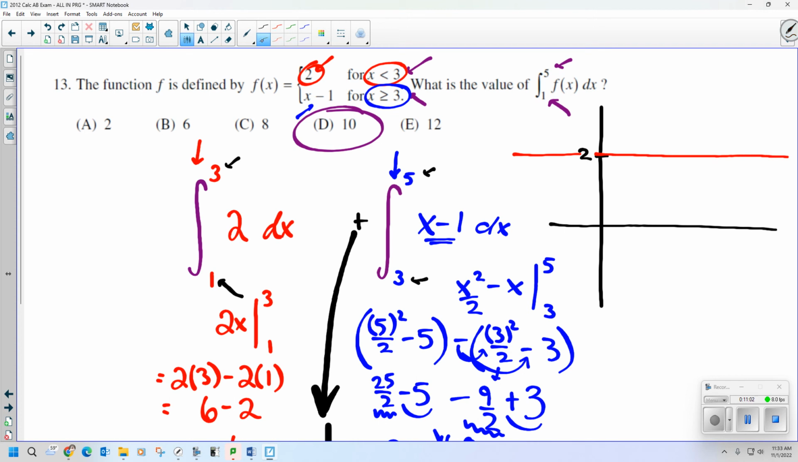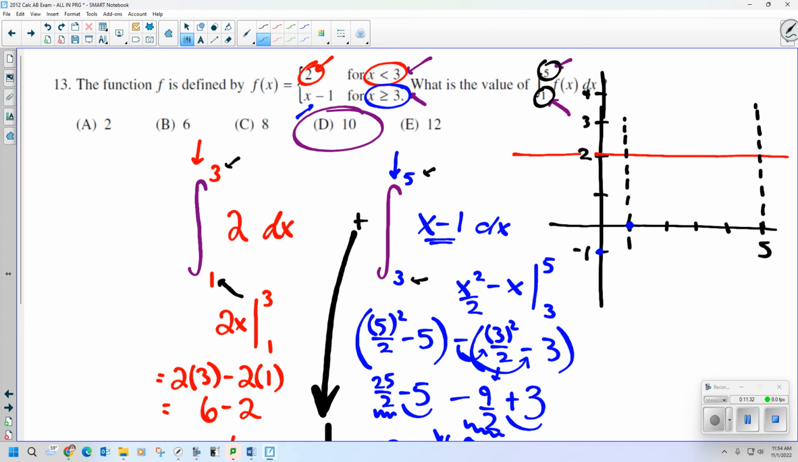Okay, and again, we're integrating this from 1 to 5, right? So here's 1, 2, 3, 4, 5. I could have done this, all right? And then x minus 1, so I'll go down here to negative 1. We'll do this in blue. I'll start here, go up 1 over 1, 2. This is 1, 2, 3, 4.